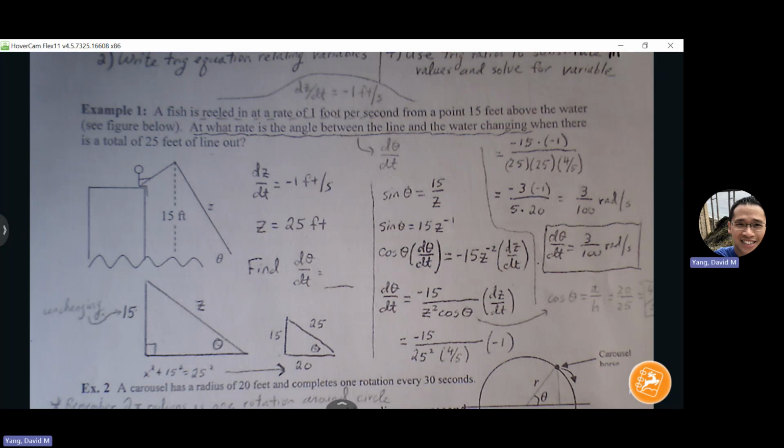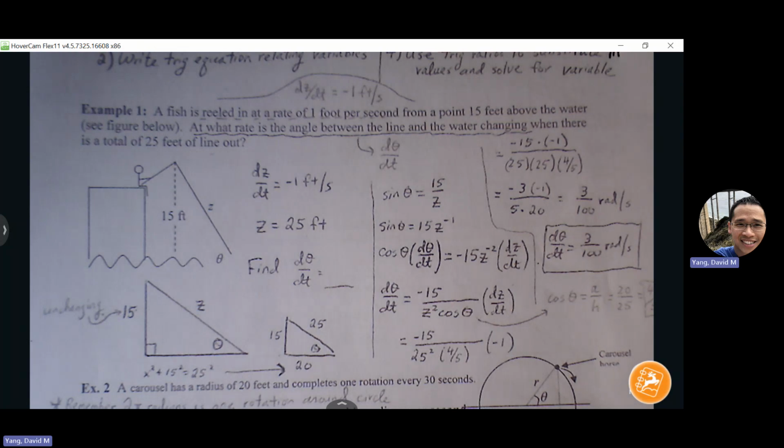So d theta dt is the rate of change of the angle. We see that the fish is being reeled in at a rate of 1 foot per second, so dZ dt is negative 1, so we have this value. When there is a total of 25 feet of line out, that's the Z. So we're trying to solve for d theta dt. The only thing missing is this cosine theta. We don't know what theta is, but we can figure out what cosine of theta is equal to.